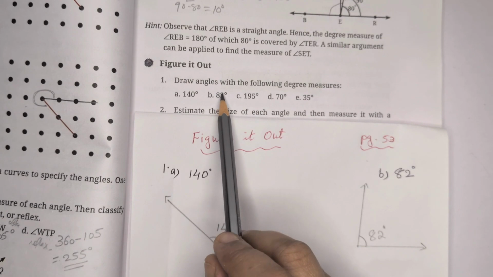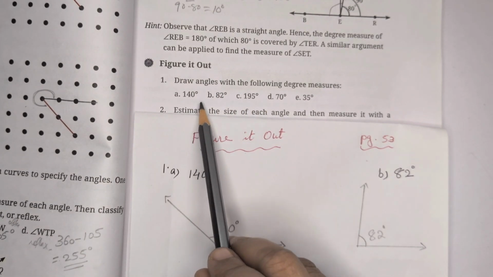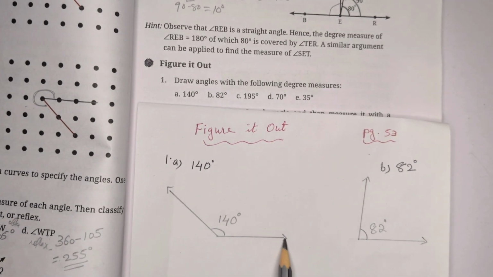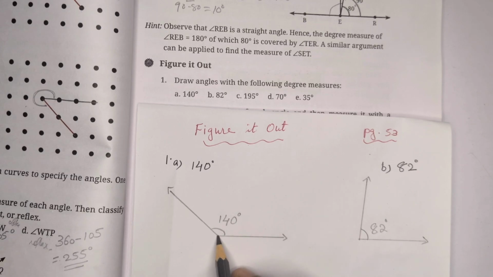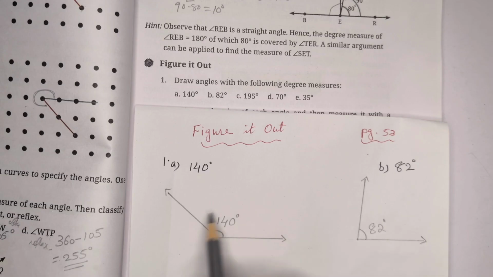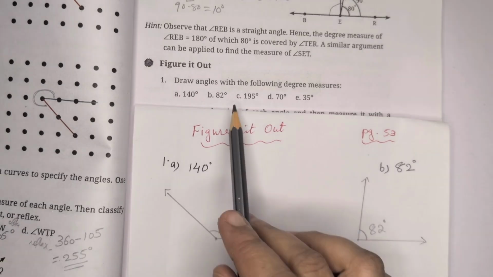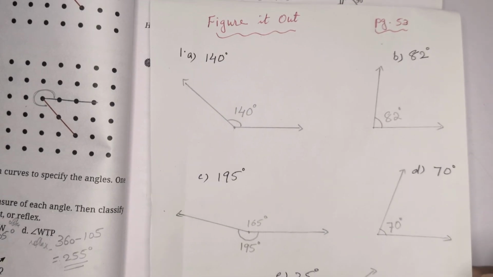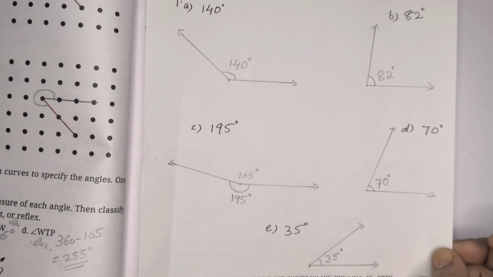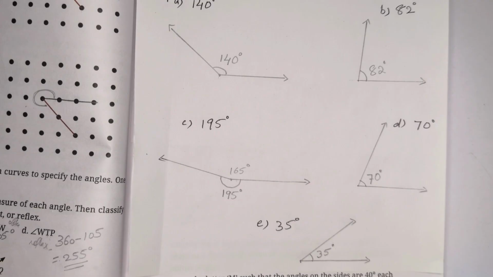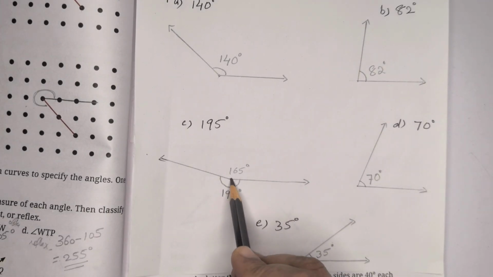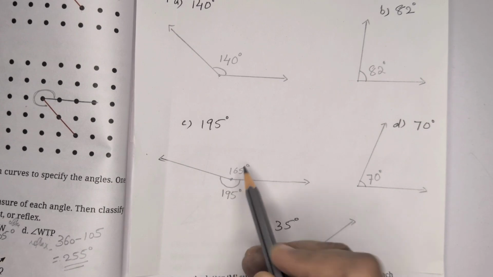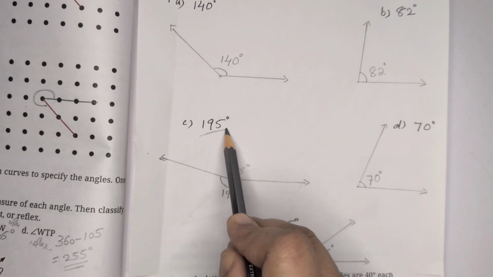Figure it out. Page number 53. Draw angles of these given measures. 140 degrees. Same as that. First we have to draw a line segment and then that initial point as the vertex. Keep the protractor here with the same line and mark that as 140 degree. Next is 195, 70 degree and 35 degree. Angle measurements I will get like the same way. First you have to draw a ray like the same way and keep that as vertex. Here 195, that is more than 180.